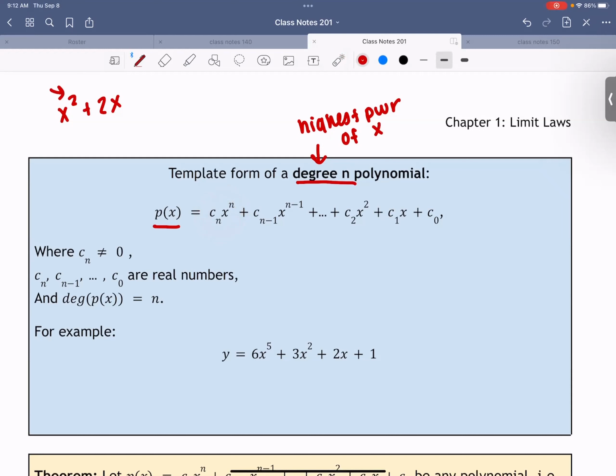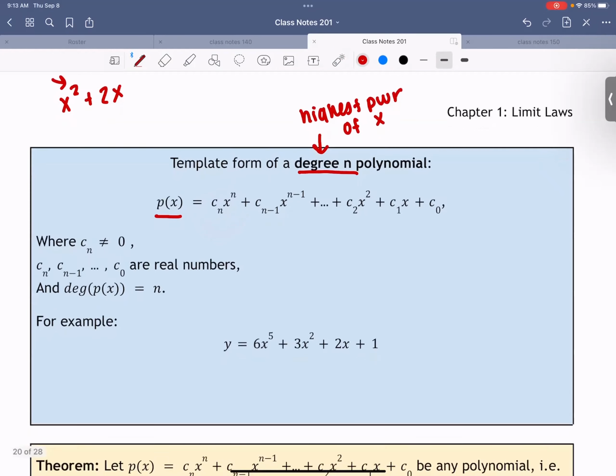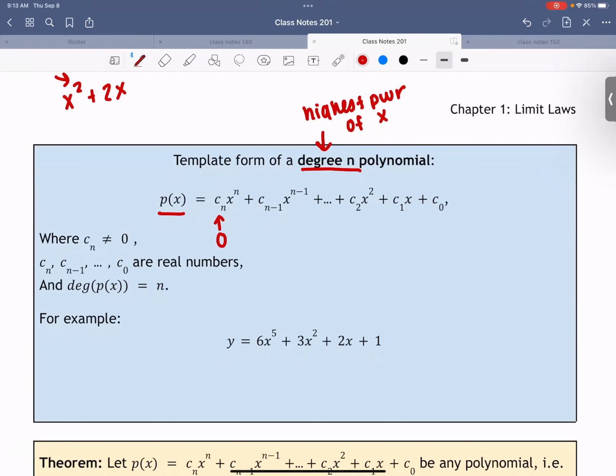Is there anything I want to say about that? Why can't c sub n equal 0? So if c sub n equaled 0, this first term would be 0 times x to the n, which would make x to the n not really exist in that polynomial, right? And then our polynomial would be this, which is a degree n minus 1 polynomial, right? So we don't want c sub n to be 0.